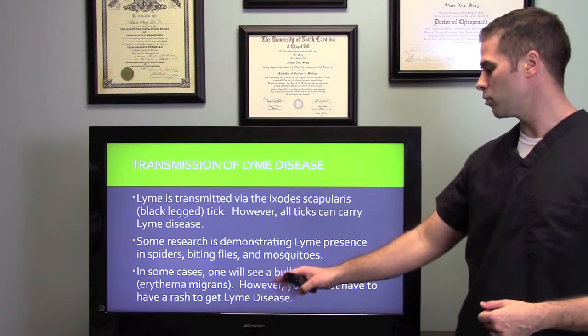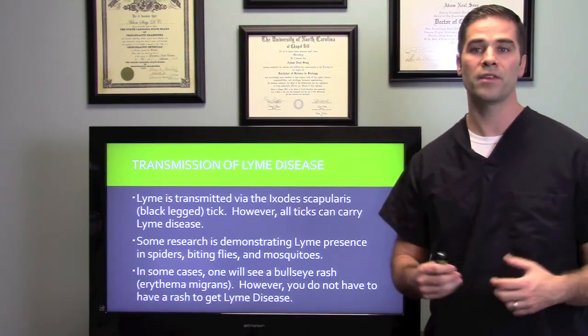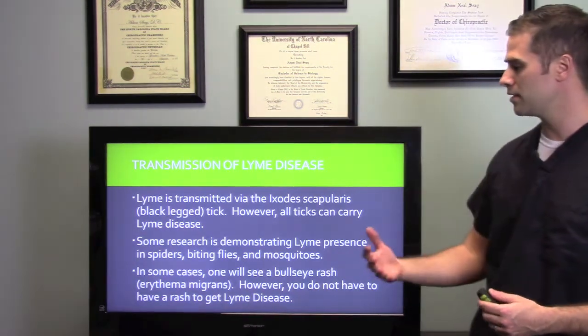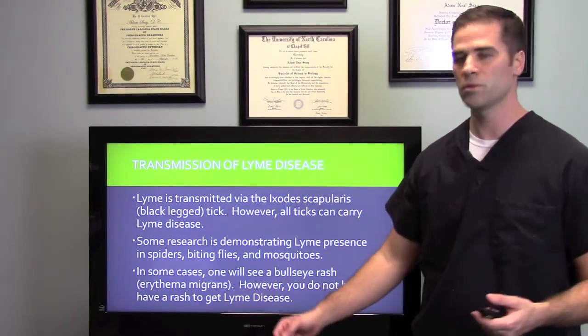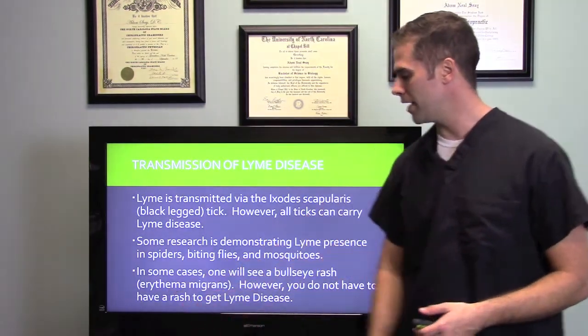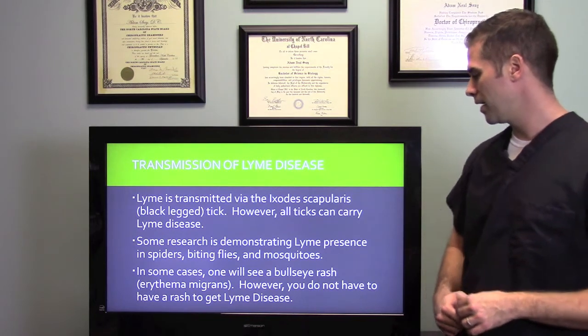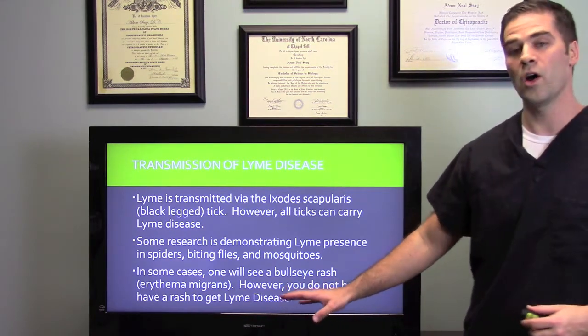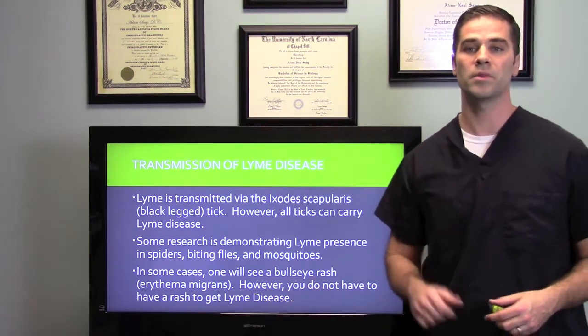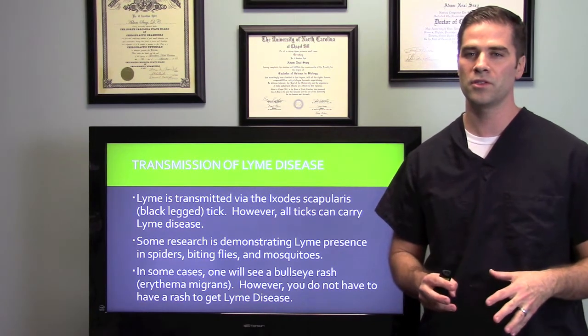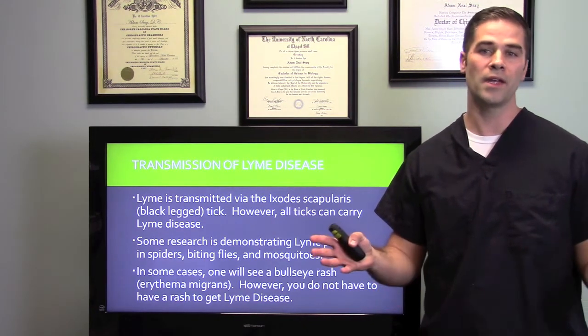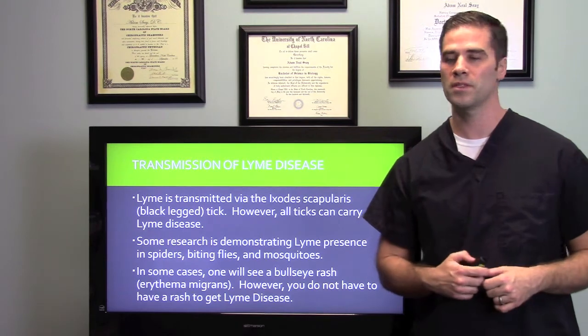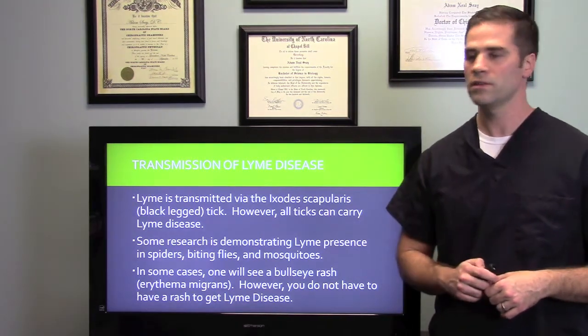In some cases, one will see a bullseye rash, which is pathognomonic for Lyme, meaning you don't have to test to see if you have it. It's usually what Lyme gives you. It's called erythema migrans, which is the technical term. But you don't always have to get a bullseye rash to end up with Lyme disease. So this is a very common issue that most people associate. Well, I didn't have a bullseye rash, I must be okay, must not have Lyme, and that's just false.